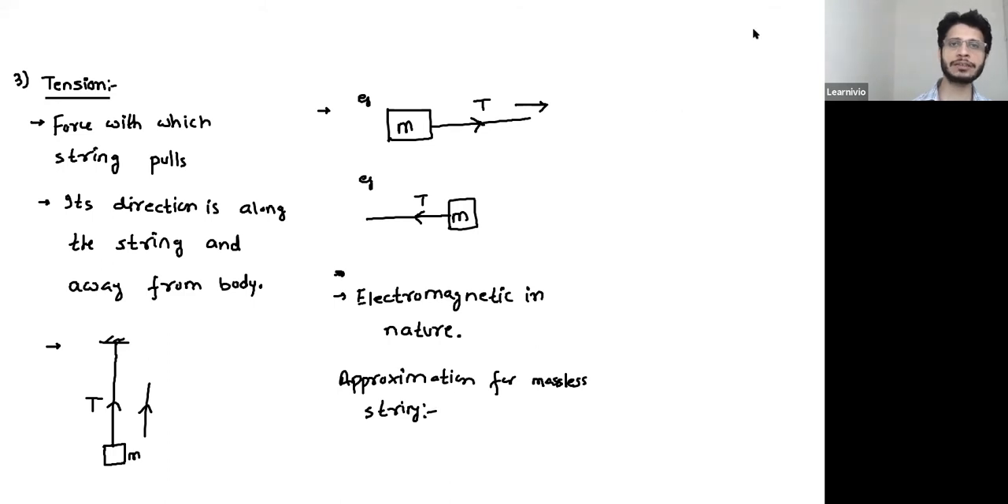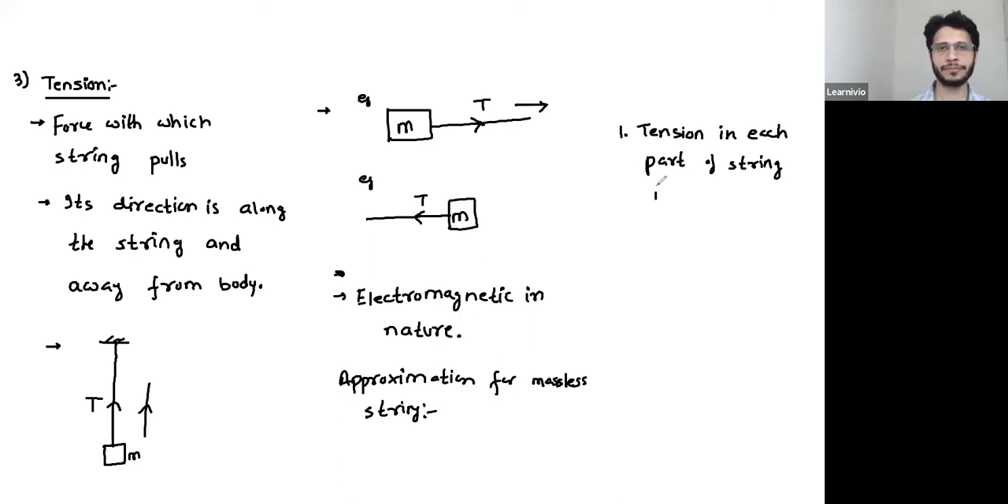If your string is massless, then first approximation, tension in each part of string is same. Tension in each part of the string is same. Like say you take a string and you took two masses. You took two masses and a string.